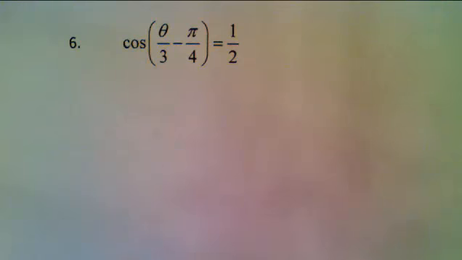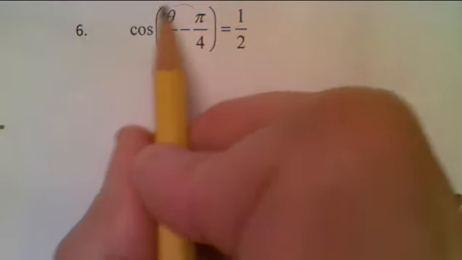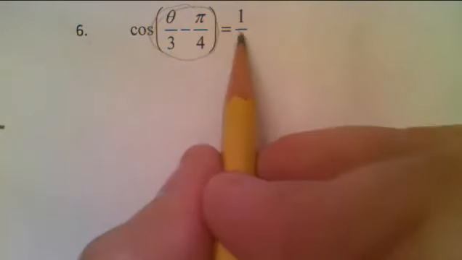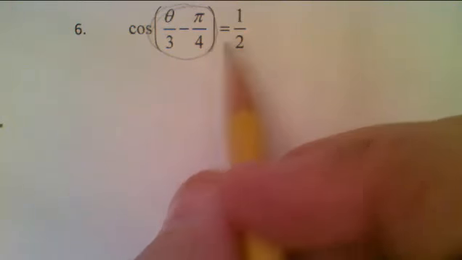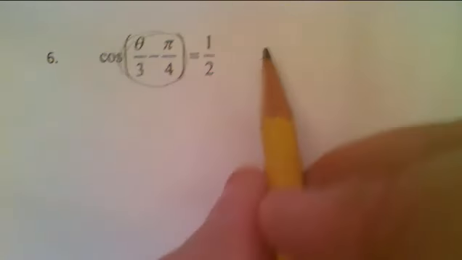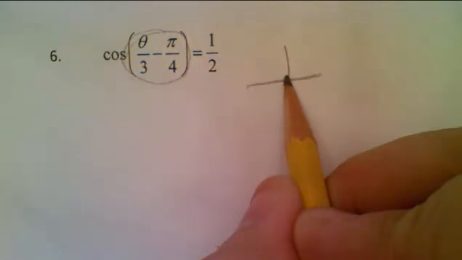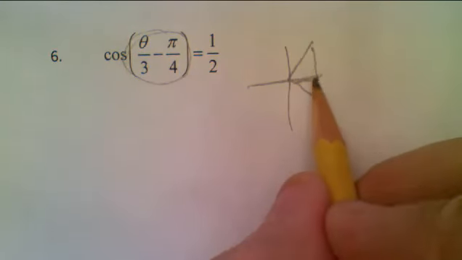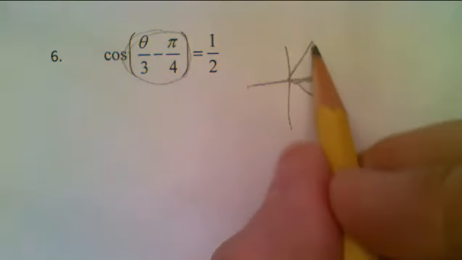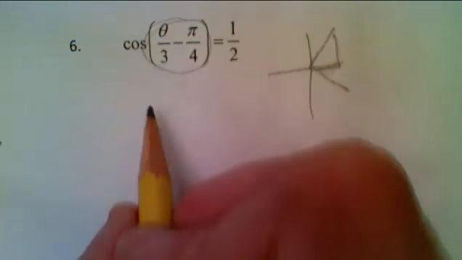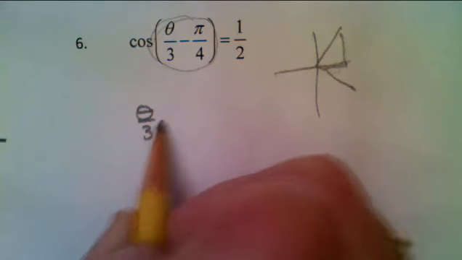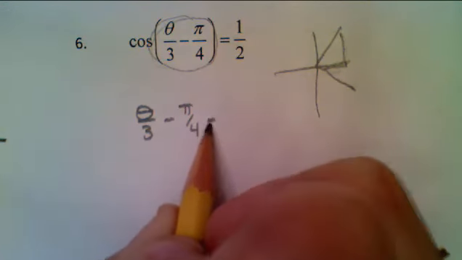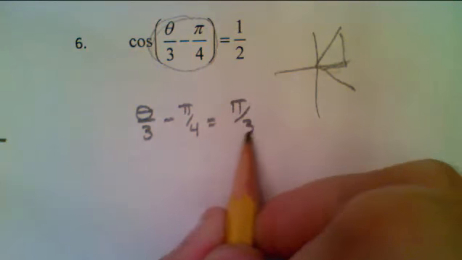Alright, and the last one, number 6. Again, here's this angle I'm looking at. That angle has to have a cosine of 1/2. Well, cosine is 1/2, it's positive over here and over here. If the cosine is 1/2, the sine is radical 3 over 2, so that's a reference angle of pi over 3. So what's inside here, my angle, has to be pi over 3.